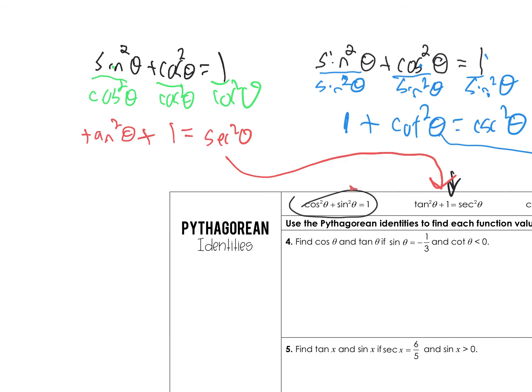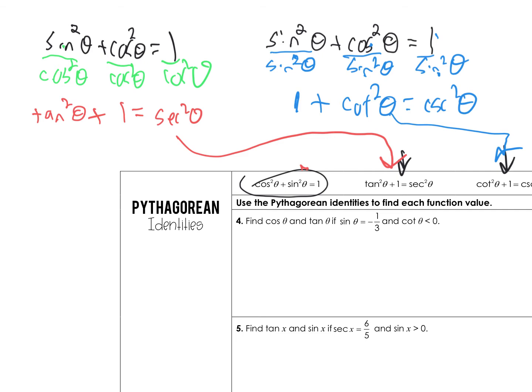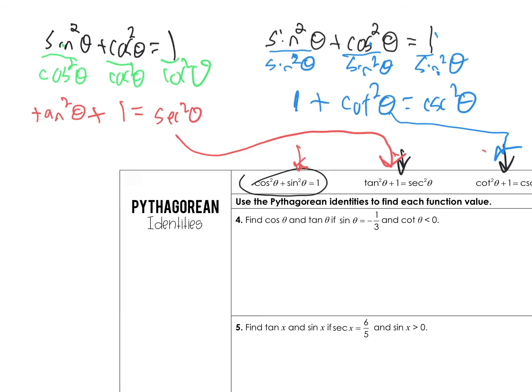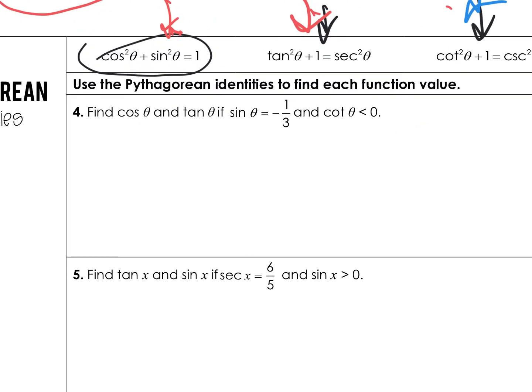So if you know one, you can derive the others. If you ever do not have a formula sheet, you can take a fast minute and come up with all 3 of them. 1 that I memorized and 2 that I can derive on the fly if I have to. All right, those are Pythagorean identities. They're all related to a squared plus b squared equals c squared.